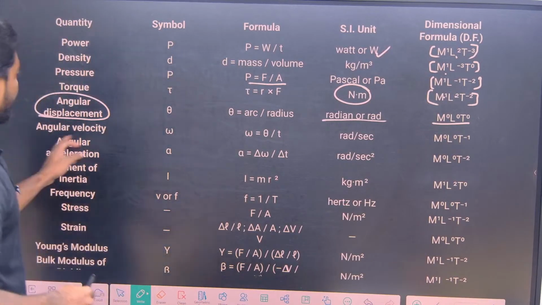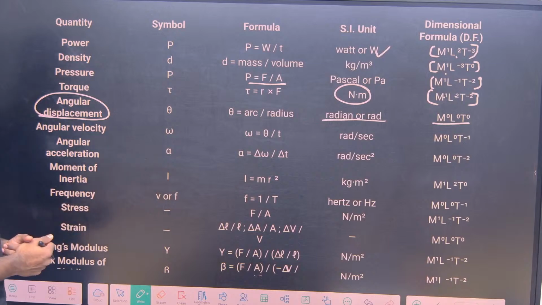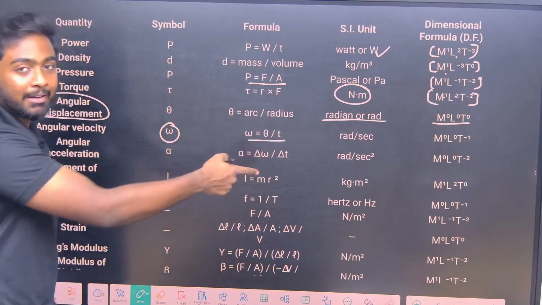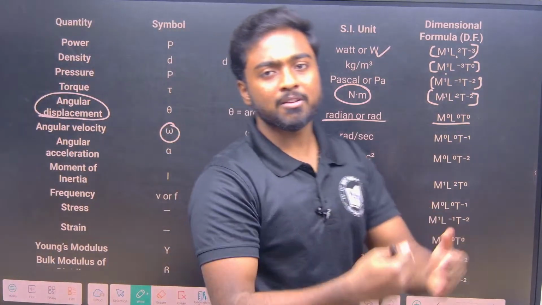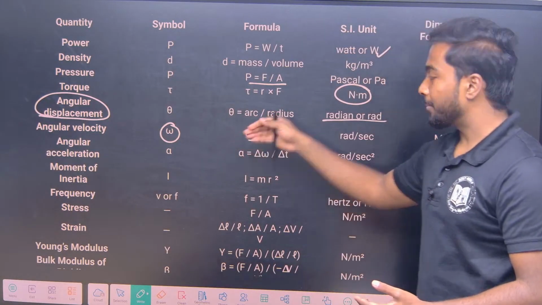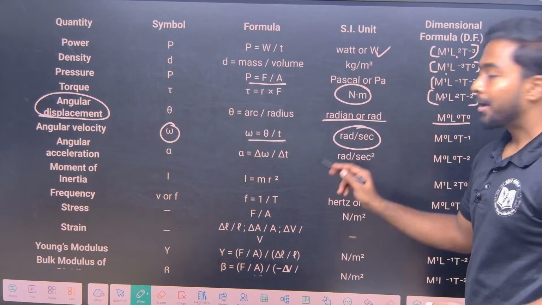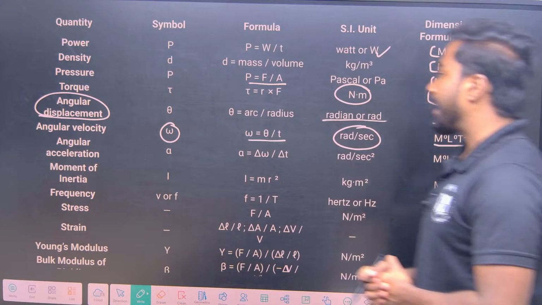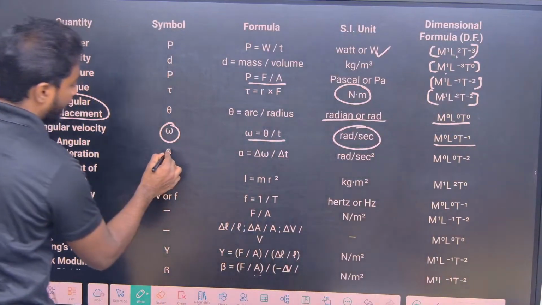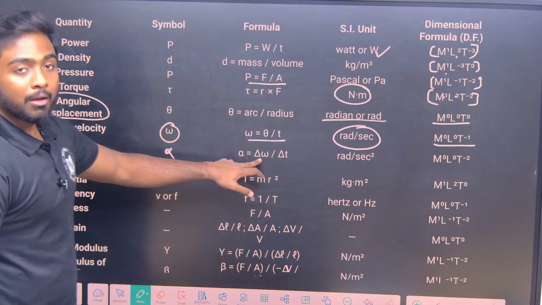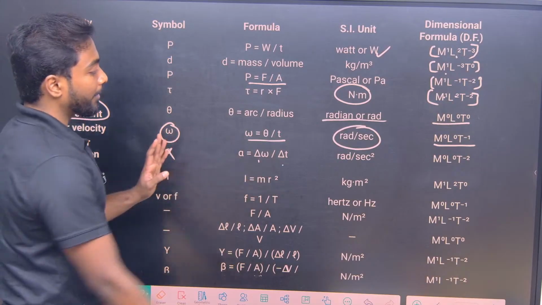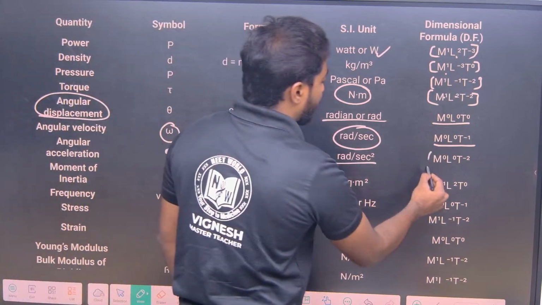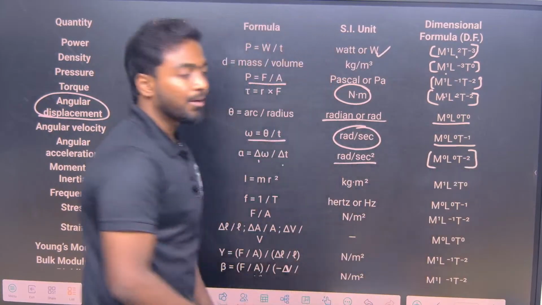Okay, so angular velocity, omega is the angular velocity symbol. Theta by t, angular displacement by time. There, velocity is displacement by time, here angular displacement by time. So radians per second, and the dimensional formula is M power 0 L power 0 T power minus 1. Angular acceleration is denoted by alpha. It is angular velocity by time. Radians per second square is the SI unit, and the dimensional formula is M power 0 L power 0 T power minus 2.